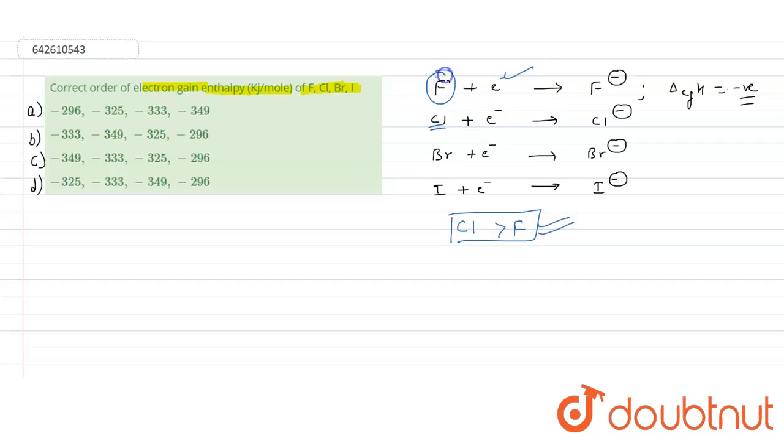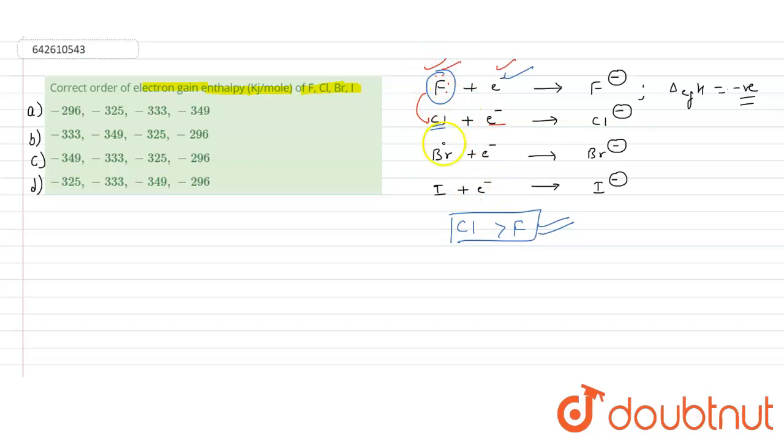The electrons look like this. This is fluorine, and these are the valence electrons. When an incoming electron is added into this shell, it feels repulsion because of the small size of fluorine. But in the case of chlorine, the size increases, and the incoming electron feels less repulsion as compared to fluorine.